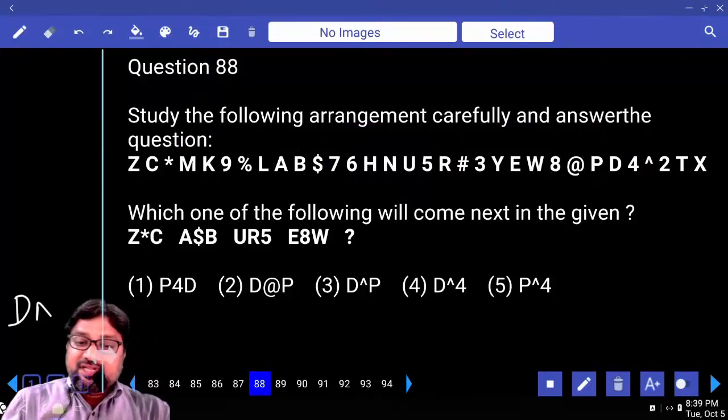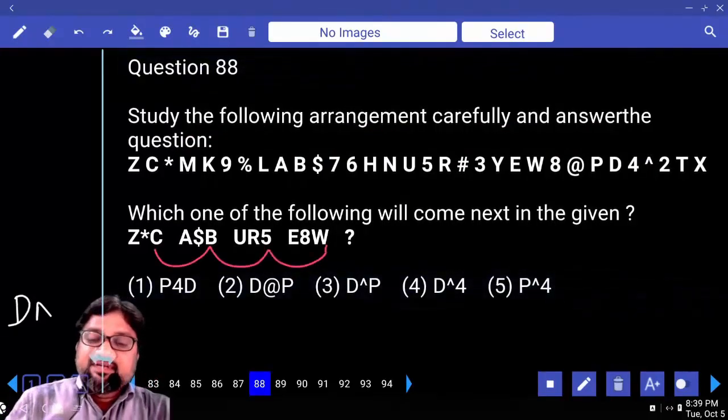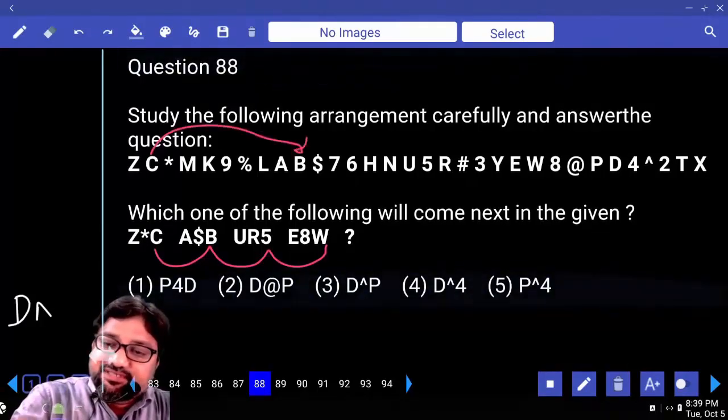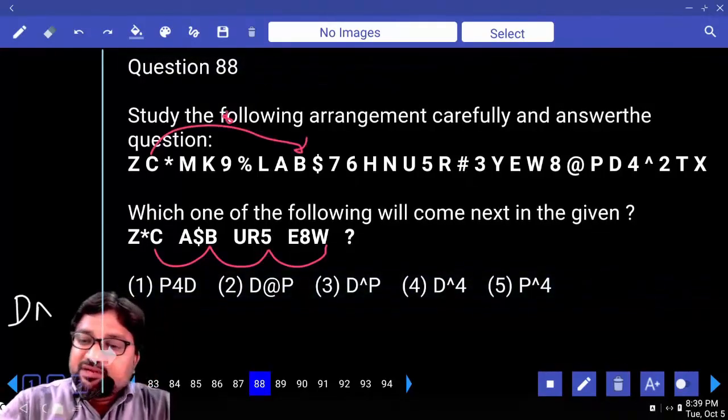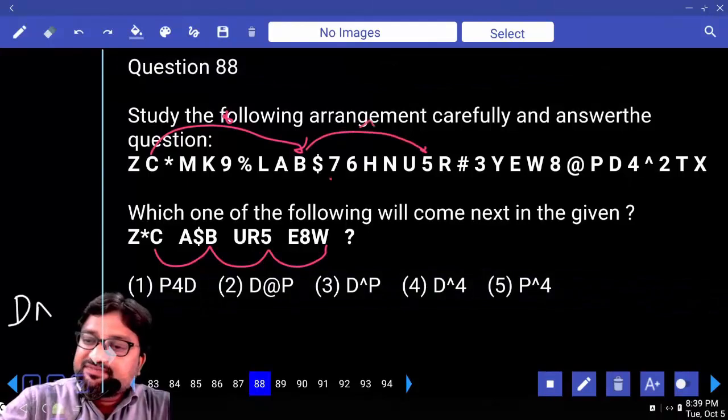Next, last element C B 5 W. Try to go from C to B. 1 2 3 4 5 6 7 8. Eighth element after C is B. From B I'll go to 5. 1 2 3 4 5 6 7. Seventh element after B is 5.